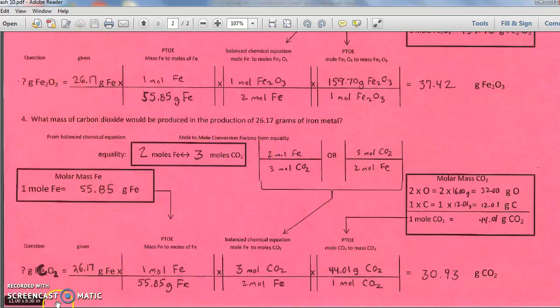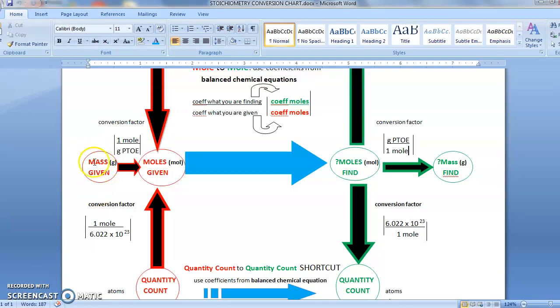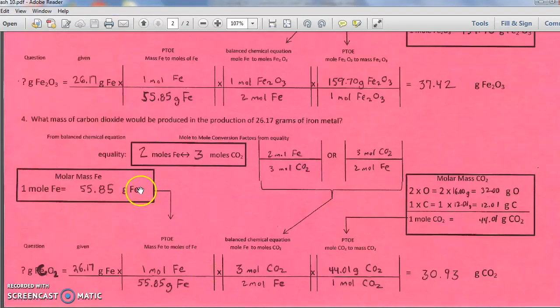If our given is mass, the only thing we can ever convert a mass to on this chart directly, the only thing you can convert mass to ever in chemistry directly is moles, and you can do that if you have a periodic table of elements. Moles are on top, grams would be on the bottom. We already know that 1 mole is 55.85, moles on top, grams on the bottom. If you don't have that chart handy, you just know if grams are here, they need to be on the bottom, so that will factor out. If you have grams on top and grams on the bottom, they'll cancel out.